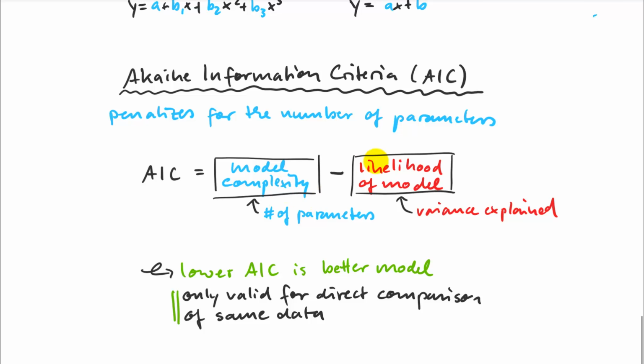So you want one that is simple and that explains a lot of the variance. And the AIC value is not like an R square that has a meaning by itself. Out of context, the AIC value does not mean anything. It can have any kind of value. It is only interpretable in comparing 2 or more functions using exactly the same data. So the one with the lower AIC would be the better model.